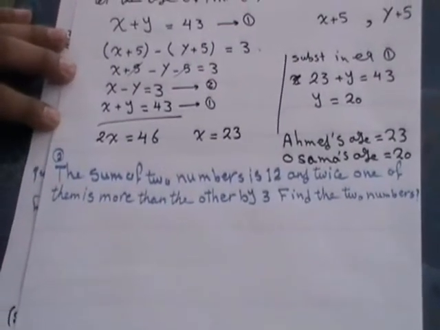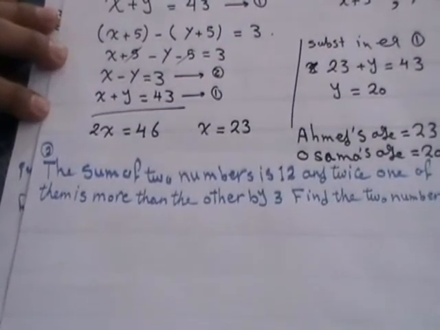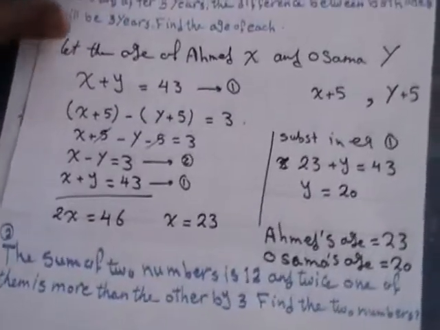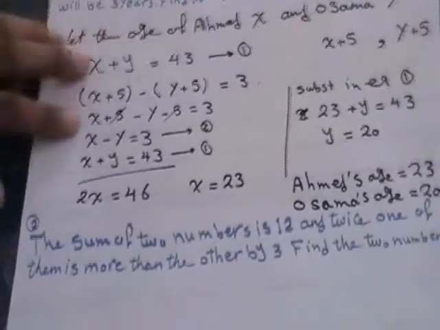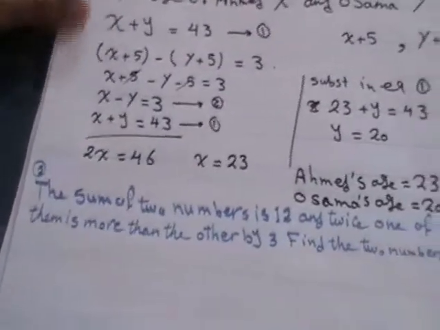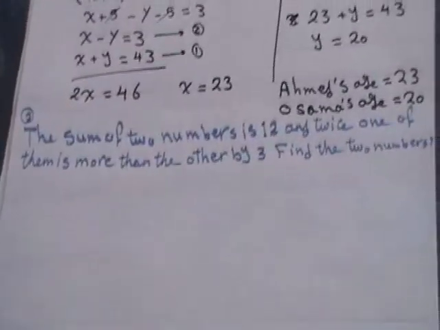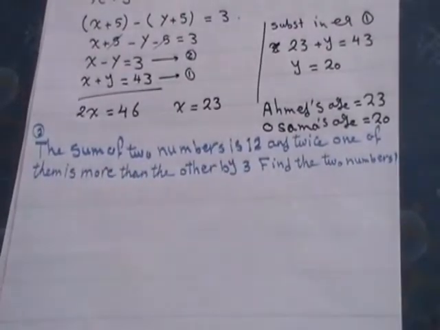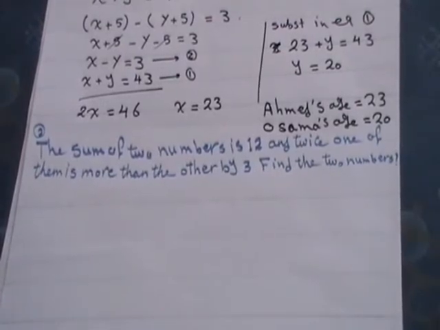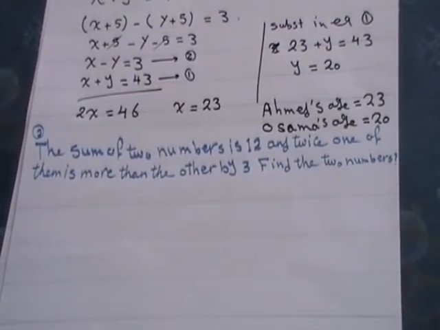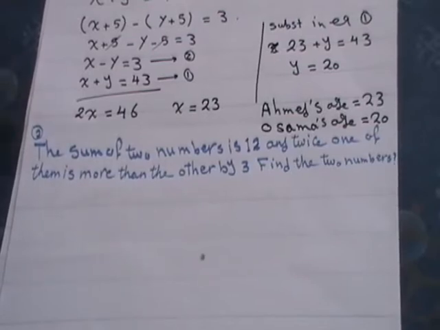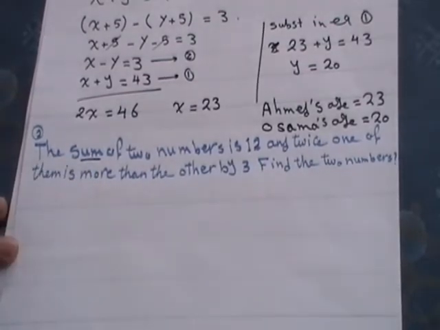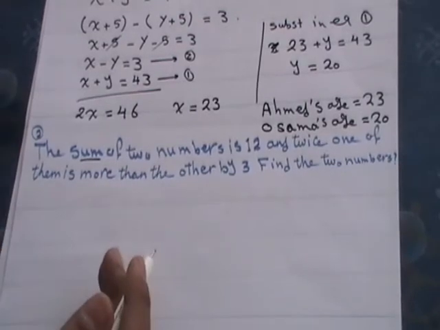I have: the sum of two numbers is 12 and twice one of them is more than the other by 3. Find the two numbers. I have a puzzle that says the sum of two numbers is 12. From the first sentence, you must learn how to change your English into math. You must translate your sentence. Learn how to translate your sentence from English to math. The sum means that you will add two numbers.